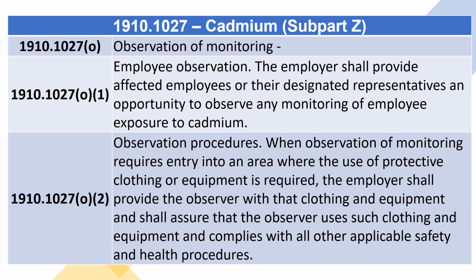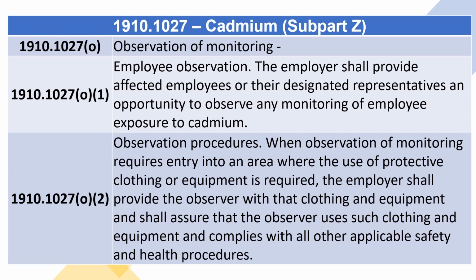1910.1027 O. Observation of monitoring. 1910.1027 O.1. Employee observation. The employer shall provide affected employees or their designated representatives an opportunity to observe any monitoring of employee exposure to cadmium.